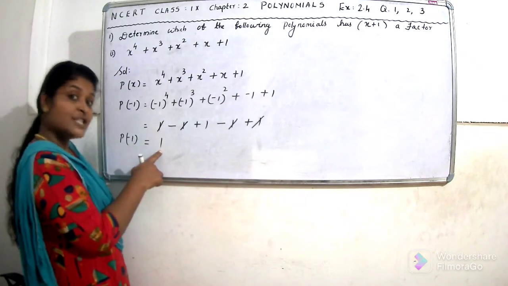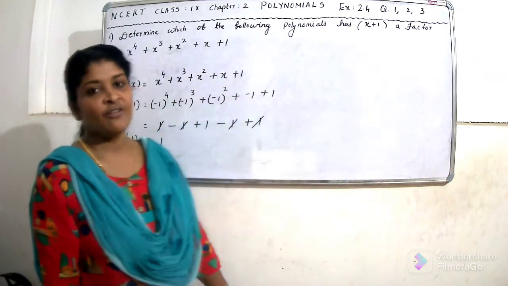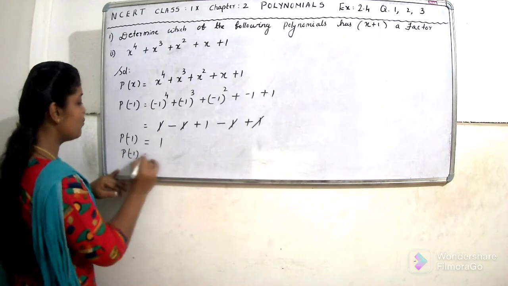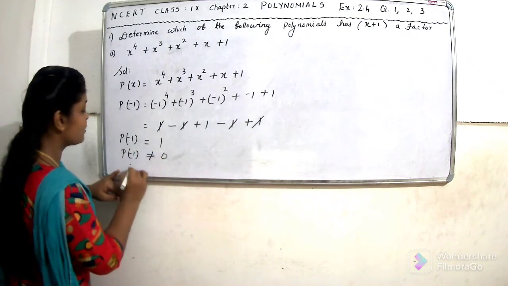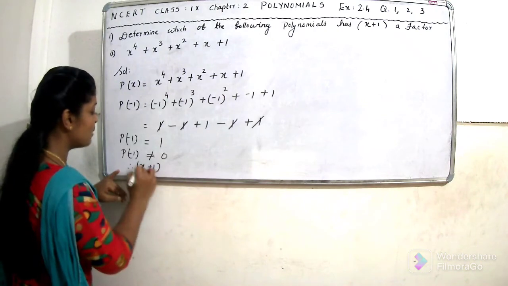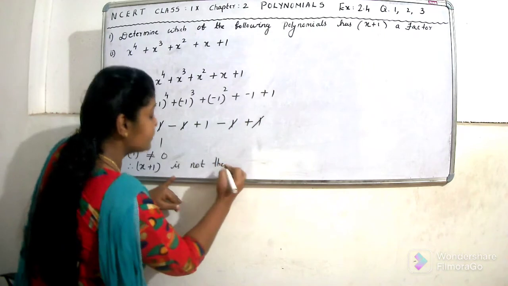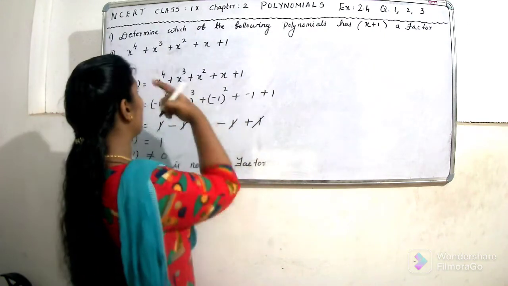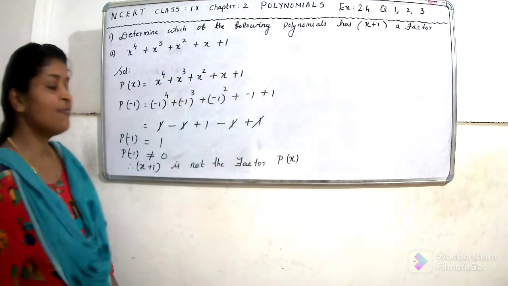Only when we get 0 can we say x plus 1 is a factor. Otherwise we can't say. So here P of negative 1 is not equal to 0. Therefore x plus 1 is not a factor of the given polynomial, P of x.